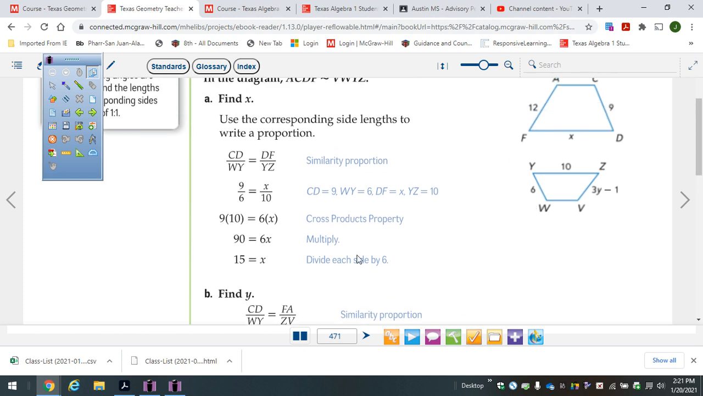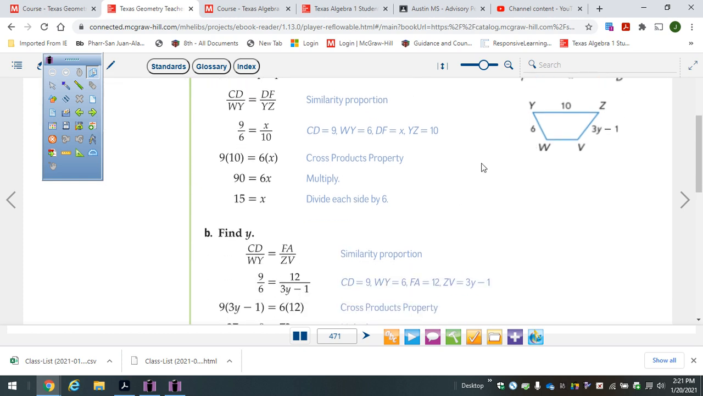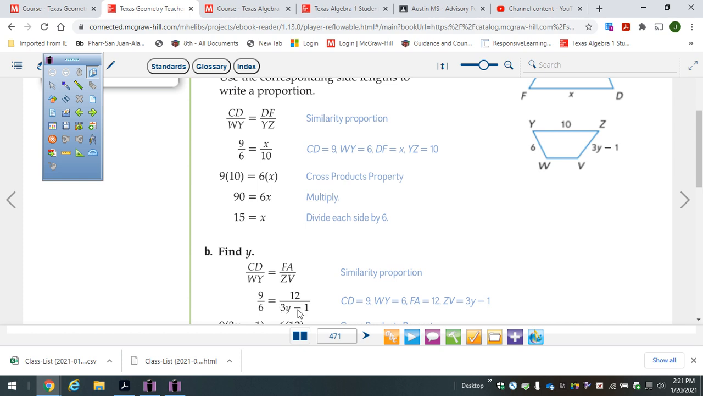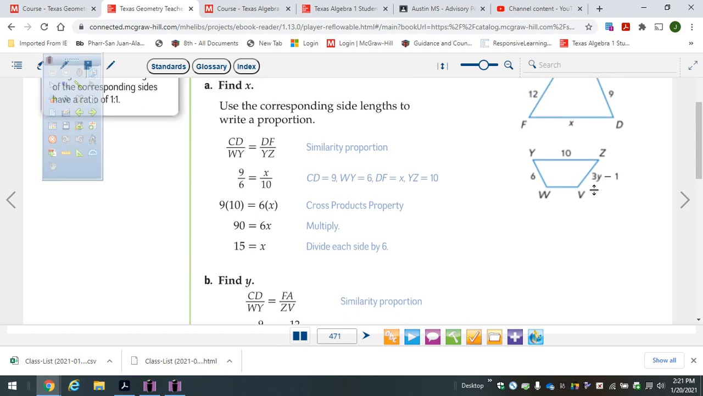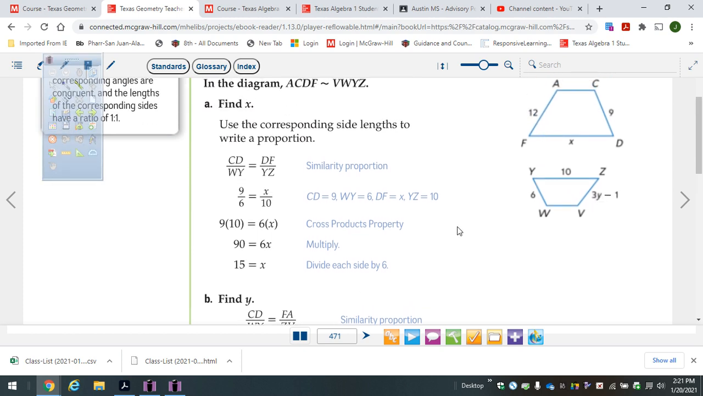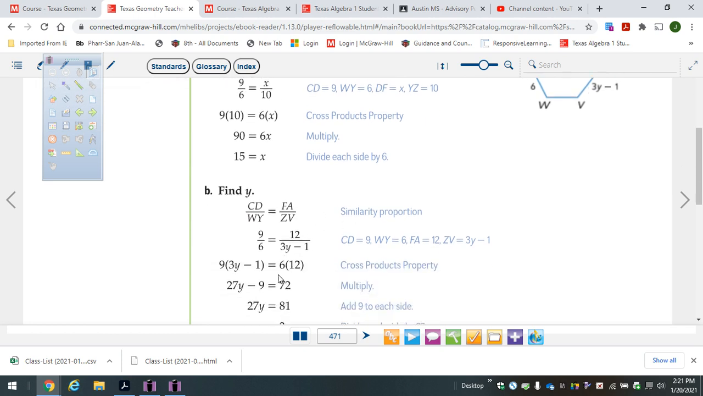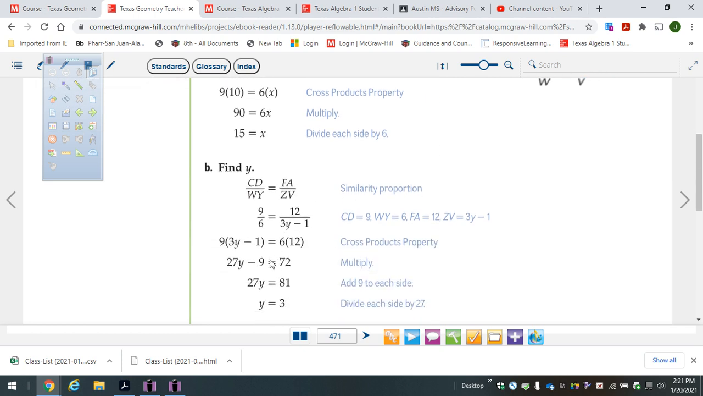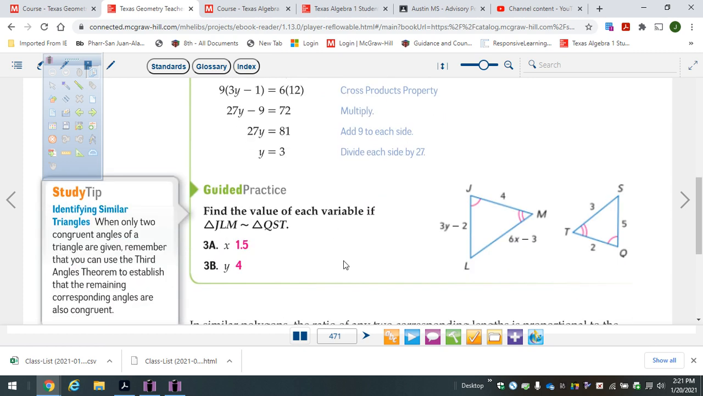Same ratio, 9 to 6. And we had that 6 coming from this figure. So we got that 3y minus 1 from this figure. And that one corresponded to that 12 over here. And then we did the cross multiplication. Same thing they did, same thing we do. All right, here we go.